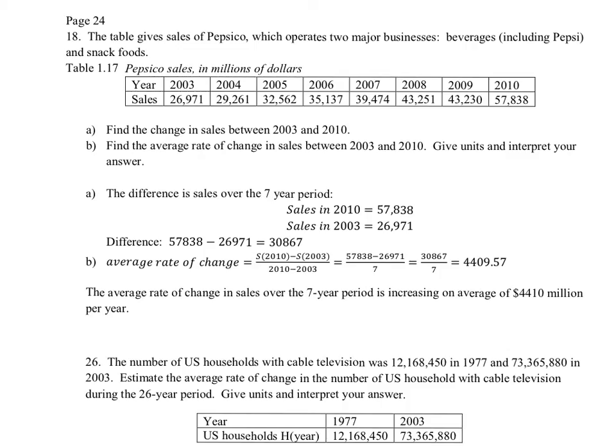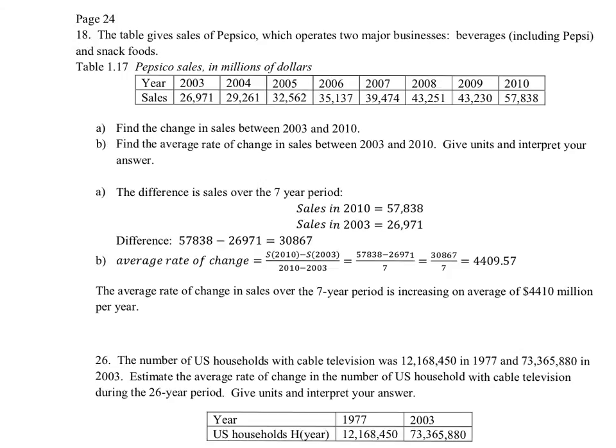Average rate of change. On page 24, number 18, the table shows sales of PepsiCo, of which our president will be happy we're talking about that, which operates 2 major businesses, beverages, including Pepsi, and snack foods. And here is a table of PepsiCo's sales in millions of dollars from the year of 2003 to 2010. And A wants us to find the change in sales between 2003 and 2010.